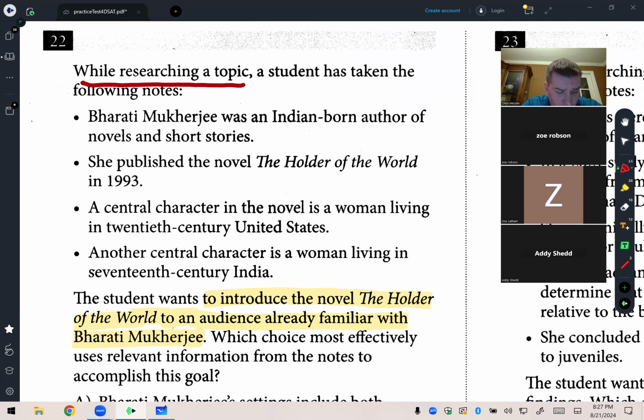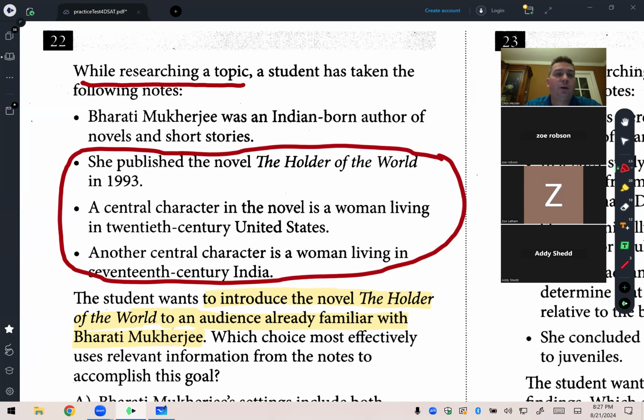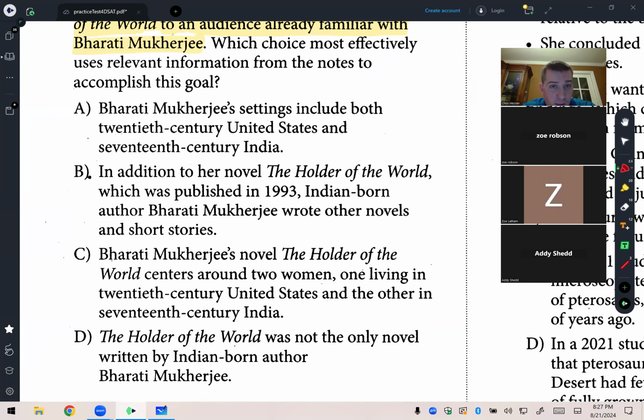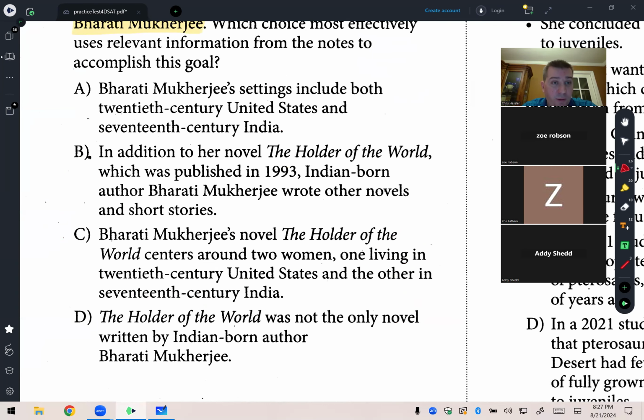Okay, so I think we are probably combining these three bullet points. Like if I'm trying to introduce this novel and you're already familiar with who this person is, I just need to explain this is a novel and these are two characters in it. I think we're just going to try to combine those three bullet points. Let's see where we can combine all three of those bullet points effectively.